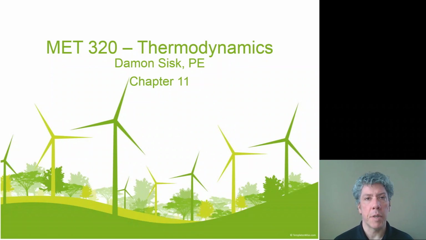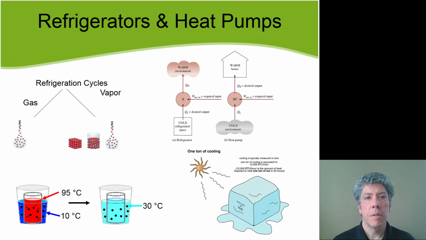Let's move into the next chapter concerning thermodynamic cycles. This chapter has to do with refrigeration, heat pumps, air conditioners, all those sorts of devices. So, devices that consume work in order to move thermal energy from a low temperature source to a high temperature sink. Now, most of these types of devices will operate on a refrigeration cycle where the working fluid goes back and forth between the vapor and liquid phase.